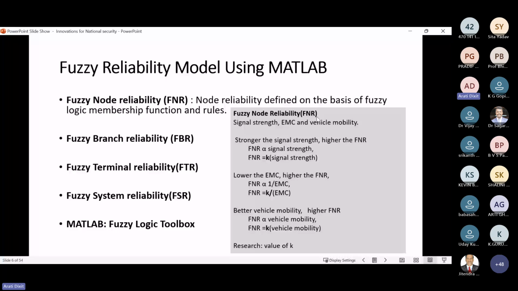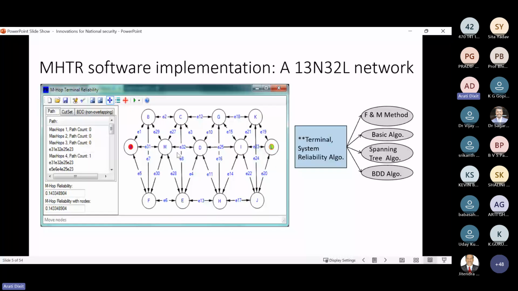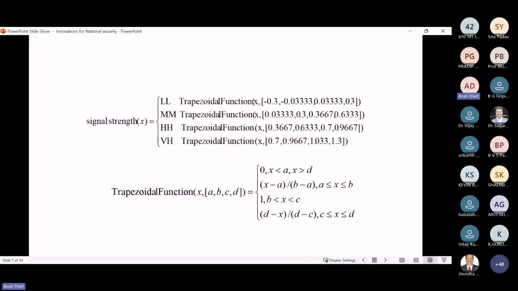So when we're talking about a node, a station or a vehicle sitting on the station, factors like signal strength, EMC, electromagnetic compatibility, that is, are the signals from one equipment interfering with the signals of another equipment, and vehicle mobility and so on. These kinds of constraints are taken into account and they help us evaluate the reliability of a node as we see here on the network, right? And similarly, factors for branch are also taken into account.